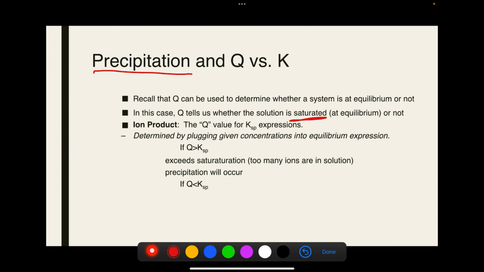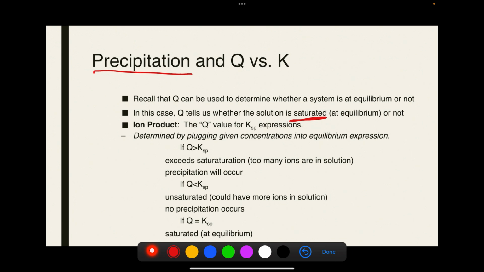When Q is less than K, that means our solution is unsaturated. You could potentially dissolve more ions in solution. The ion concentrations are not that of a saturated solution. Therefore, no precipitation will occur. And finally, if Q is equal to K, that means that the system is saturated or at equilibrium. So any more ions will cause a precipitate to form.